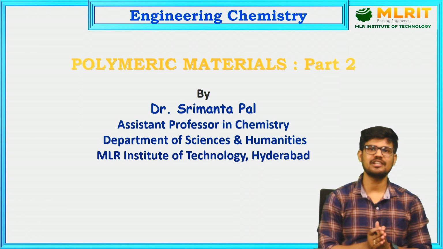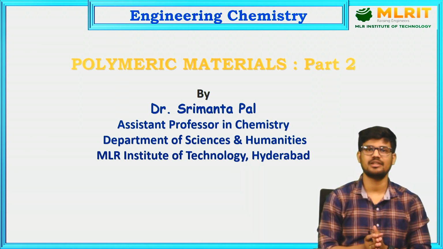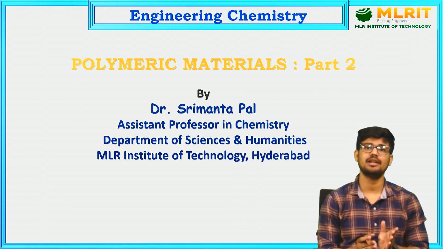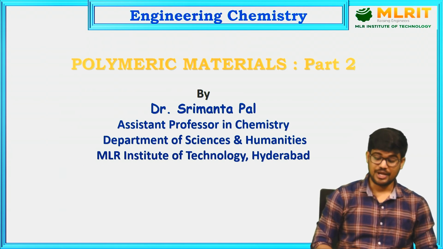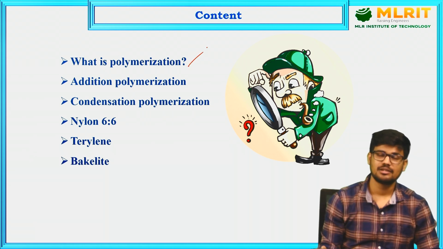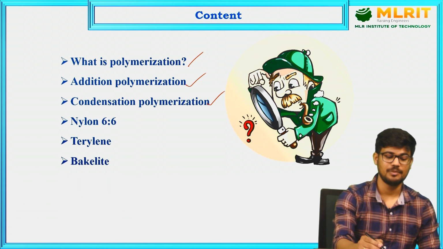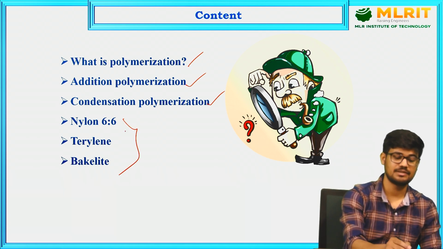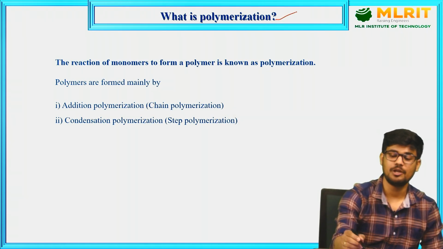So we have started the polymeric materials chapter. This is part 2, already part 1 finished. If you have not watched it, you can watch that before this class. In this class we are going to learn what is polymerization, addition polymerization, condensation polymerization, and a lot of examples like nylon 66, terylene, bakelite, all these things we are going to learn. First point, that is what is polymerization.